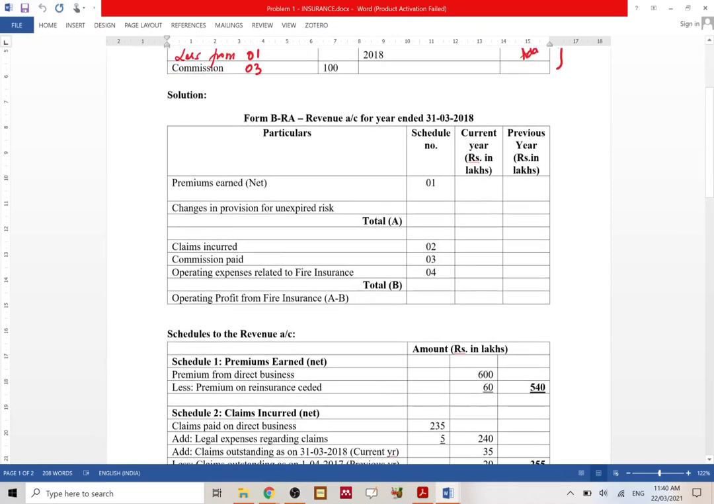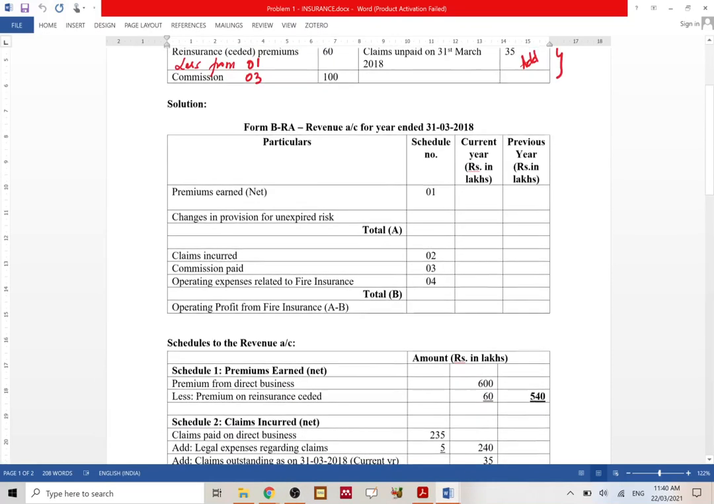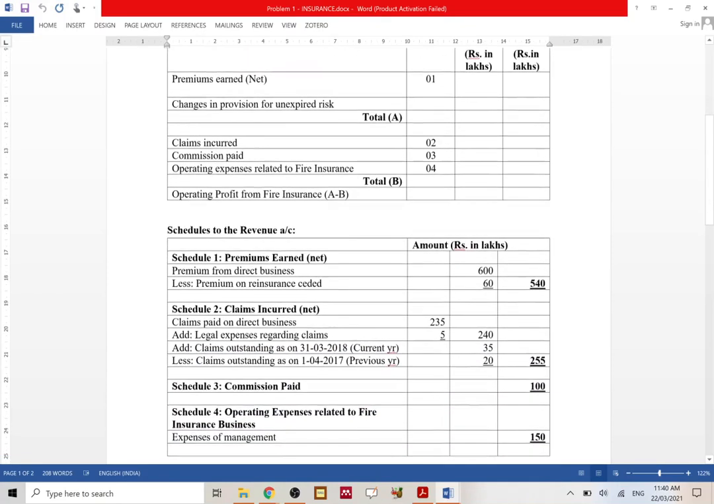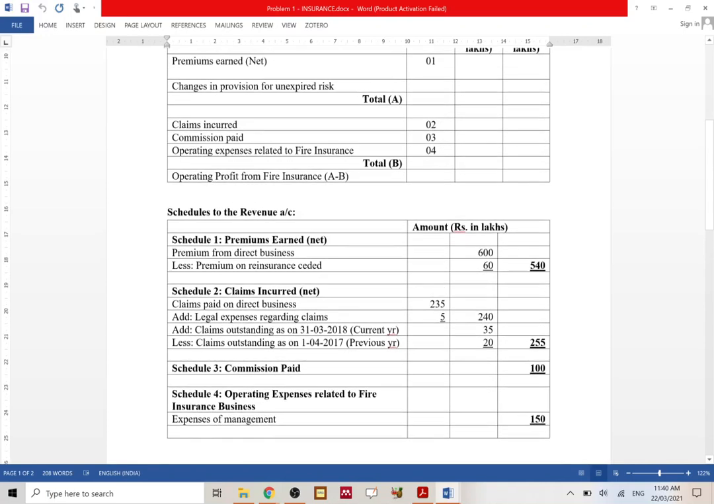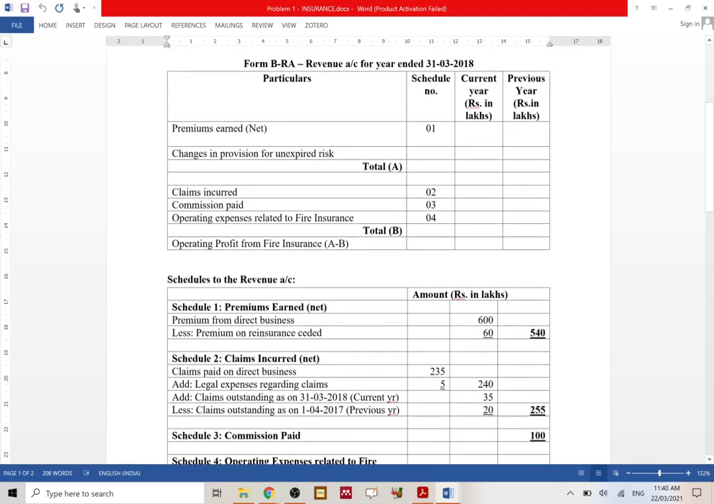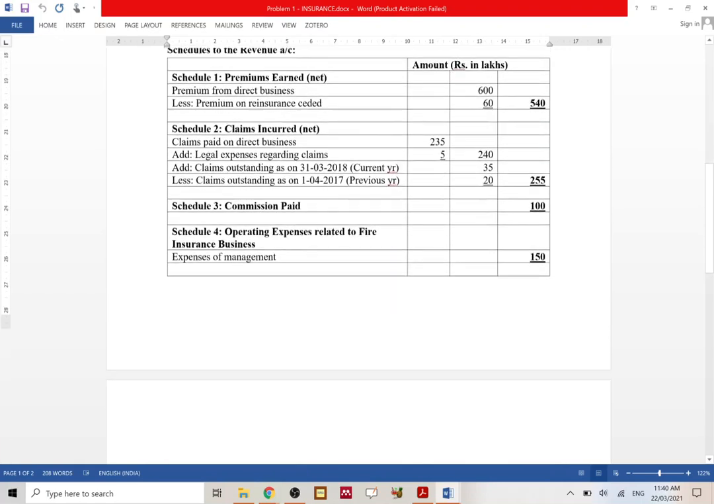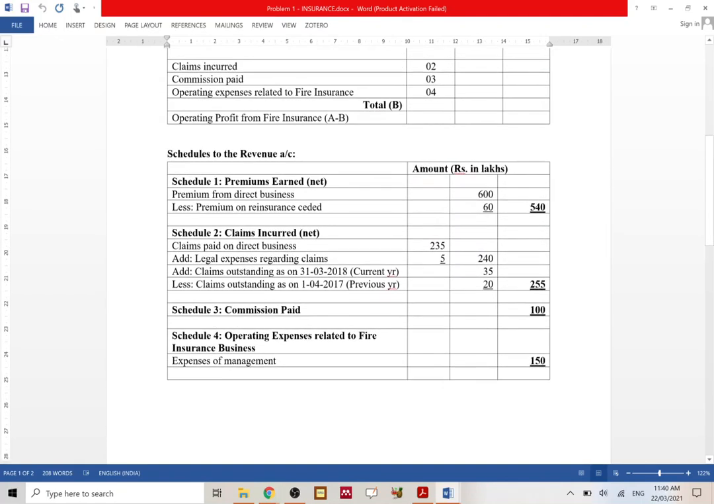In problem 1, we were preparing the revenue account, and we have already completed some schedules related to the revenue account, except for one working note regarding unexpired risks that we are yet to do. Besides that, we have already calculated what different amounts will go into the revenue account schedules.